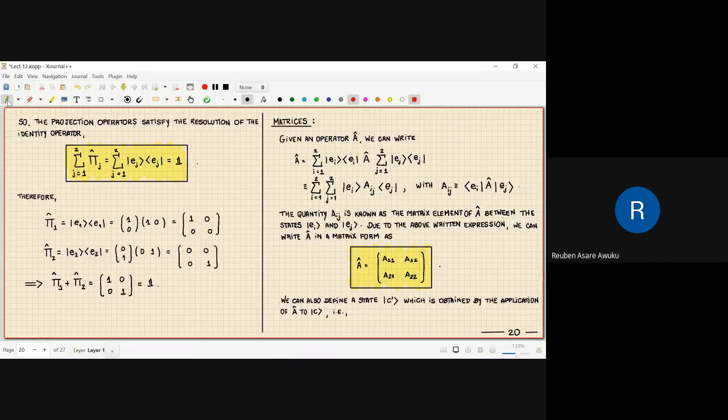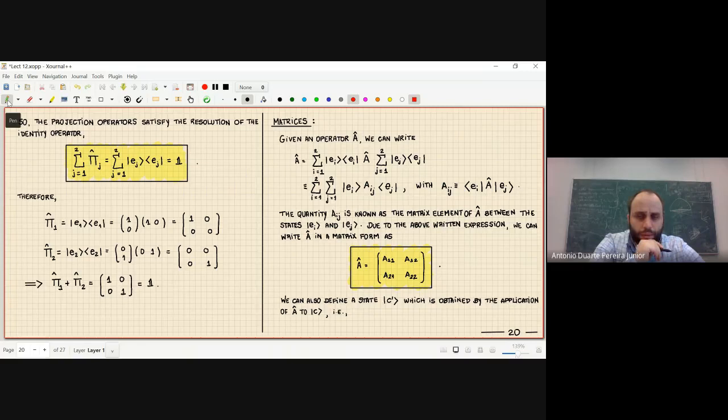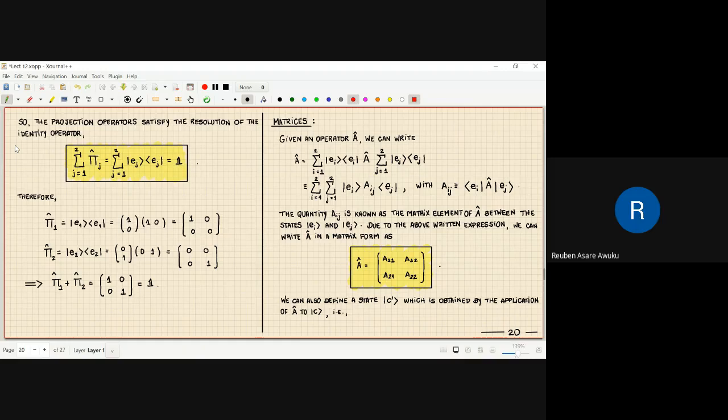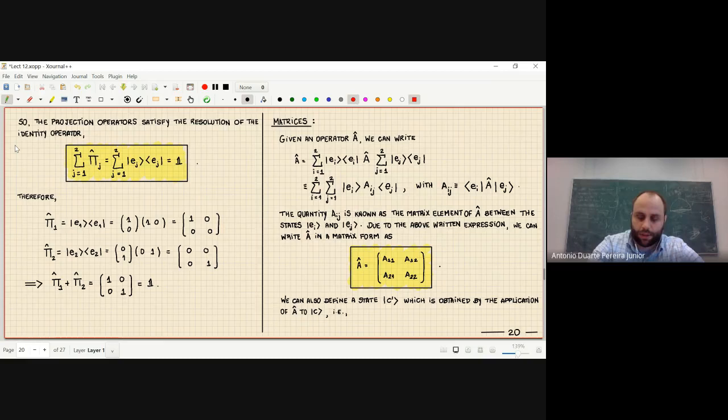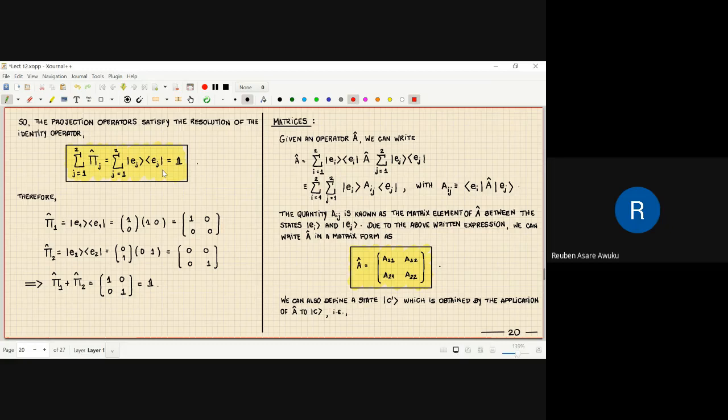Sorry, can we get the situation? Can there be a situation whereby the resolution will give us zero? No. The statement is that this sum gives the identity, not zero. I'm saying that if you collect all the projectors and sum over them, you necessarily get the identity. This is not up to some conditions. This is a mathematical statement, okay?